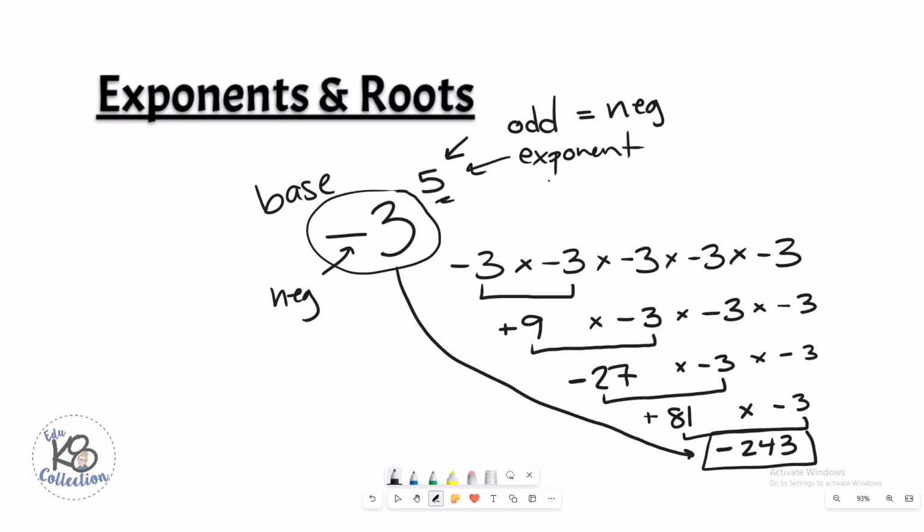If the exponent, I'll write it over here, was even, then the answer will be positive. So that's a great way to kind of check at the end. Determine whether the exponent is odd or even. If it is odd, your answer should have been negative. If it's even, your answer should be positive. And this only applies when the base is a negative number, because if the base is positive, we are not dealing with negatives at all.